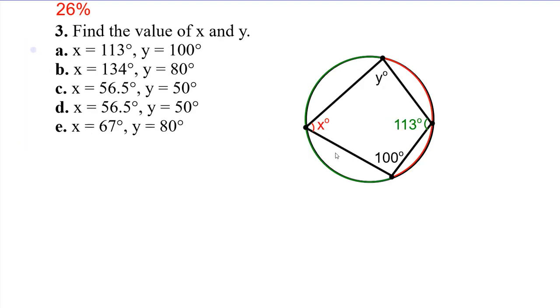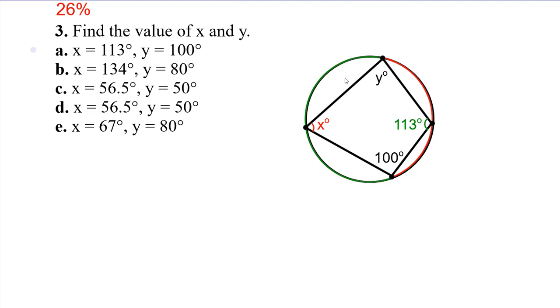All right, number 3 says find the value of X and Y. So this is when we have circumscribed quadrilaterals. So if you notice, the green inscribed angle is going to correspond with this green arc, and the red inscribed angle is going to correspond with this red one. What do you notice about the green and the red arc? That they add up to the full circle, right? It just cuts a circle into 2 pieces with these 2 points, right?